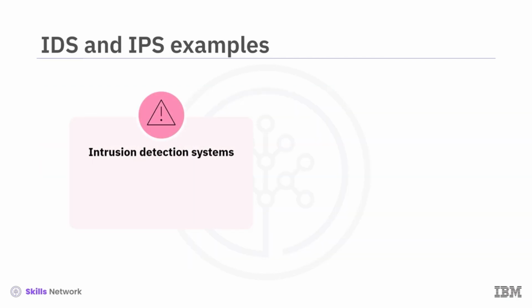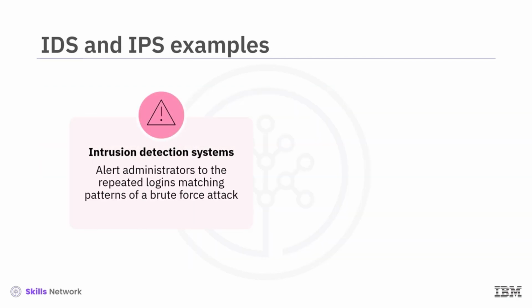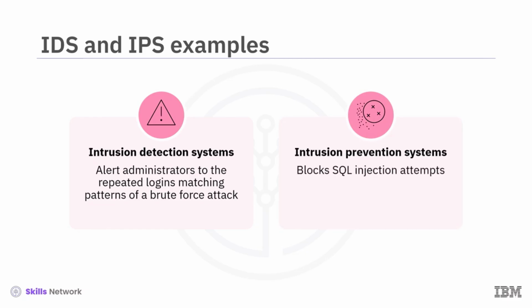Next, check out some examples of intrusion systems at work. An intrusion detection system might detect a series of unusual login attempts that match the pattern of a brute force attack. It generates an alert to notify the administrators, but does not take any direct action to stop the login attempts. In contrast, an intrusion prevention system might detect a SQL injection attempt aimed at a web server. Upon detection, the IPS blocks the malicious query before it reaches the server, thereby preventing the attack from succeeding.